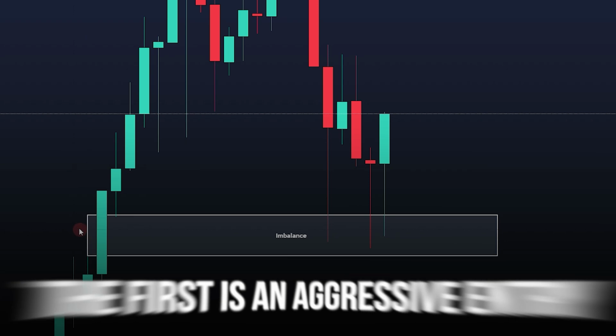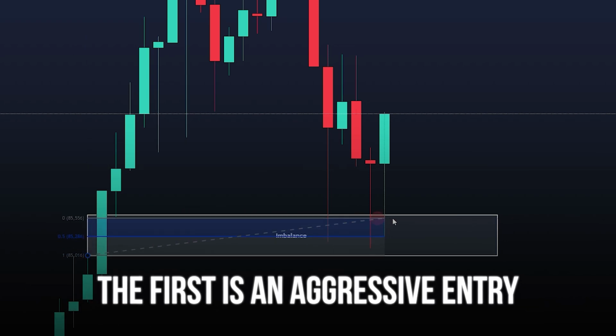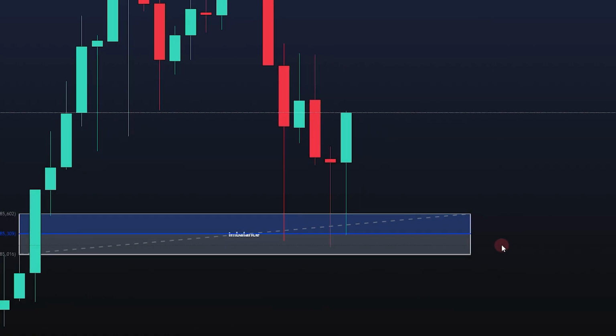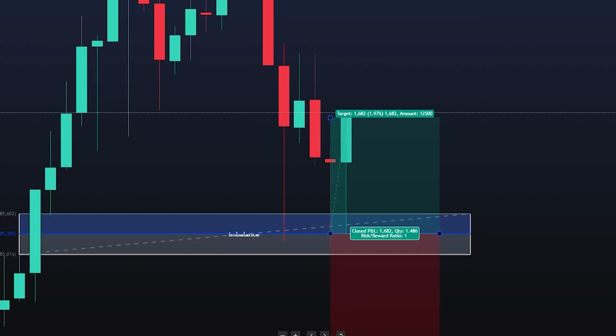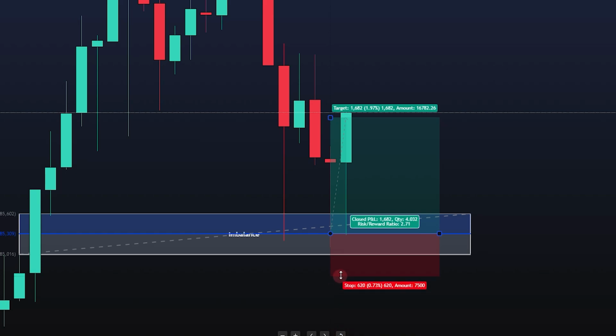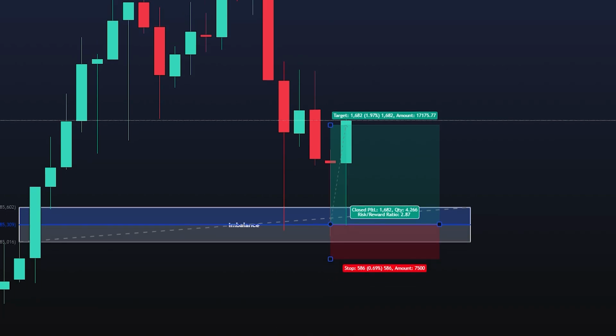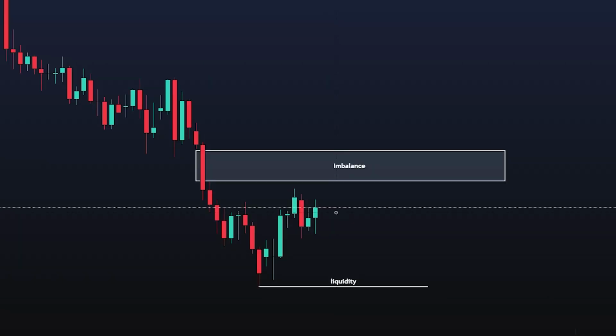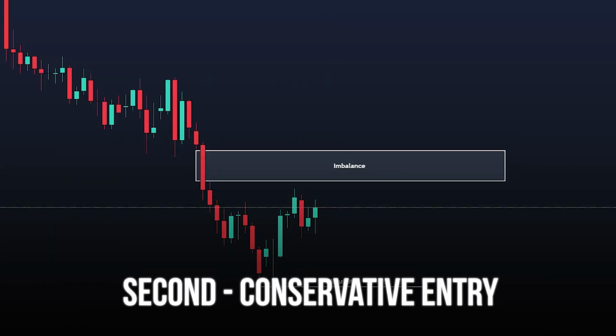The first one is an aggressive entry. Here we do not wait for additional confirmations, but open a trade at 50% overlap of the imbalance zone. This approach works if the market is already moving in a given direction, and the price just comes back to pick up liquidity. In this case, stop loss is placed beyond the imbalance boundary, and take profit at the nearest liquidity zone.